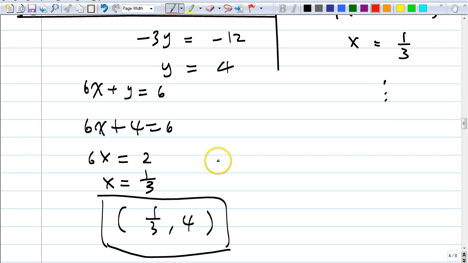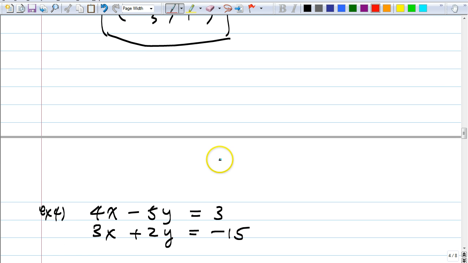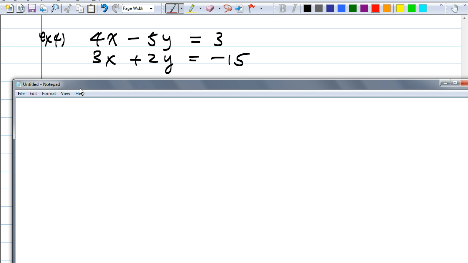Alright, let's look at the next example. Here's your next example. 4x minus 5y equals 3. 3x plus 2y equals -15. This one looks different than the other one. What do I do? How is this one different than example 3, the previous one? Could you multiply one number to either the top equation or the bottom equation to get rid of one of the variables? Not quite. So what do we do in this case?